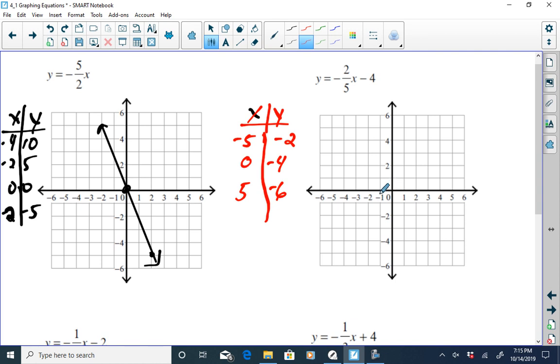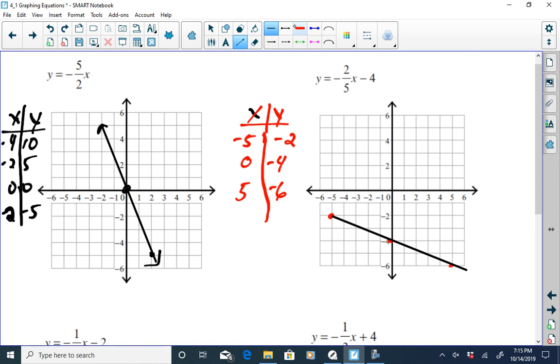So we start with negative 5, comma negative 2, is going to be here. Then we have 0 and negative 4, going to be here. And then we have 5 and negative 6. That's going to be here. And it looks like that's a collection of points in a straight path. That looks like that's going to work.